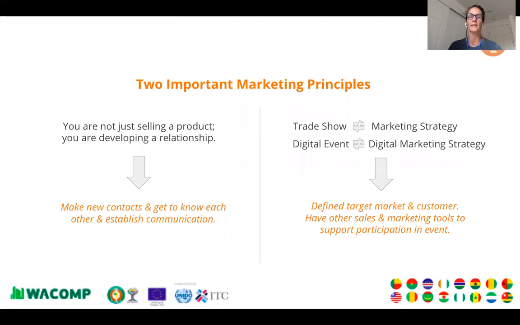The second principle is that a trade show is not a marketing strategy. And also a digital trade event is not a digital marketing strategy. So your marketing strategy or your digital marketing strategy has to define your target market and customer, like we talked about in video number 2. And you also need to have the other sales and marketing tools that will support the event and that are part of your digital strategy, which we will talk about in future videos. I believe it's number 5.